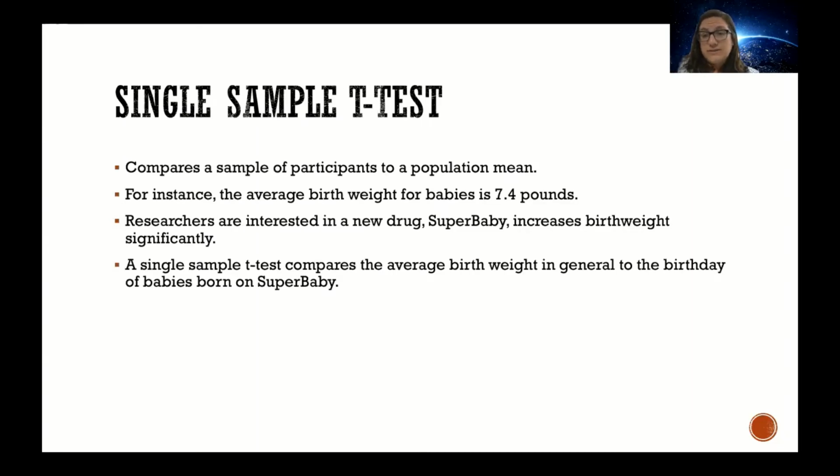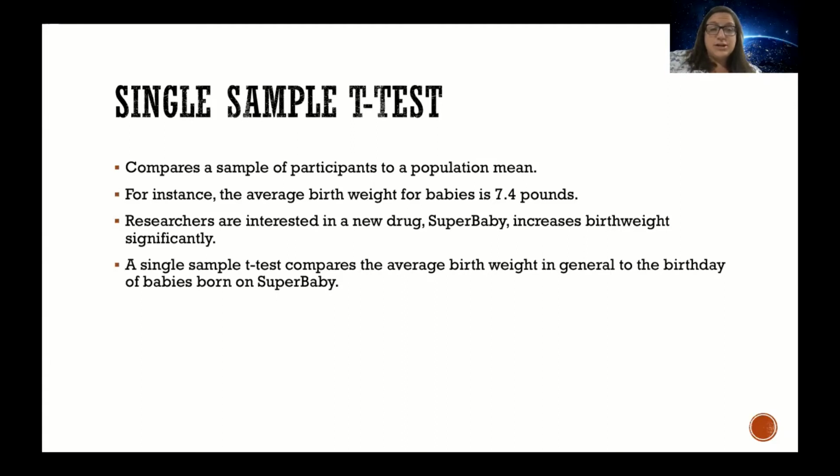A single samples t-test compares a sample of participants to a population mean. So what you're doing is you're comparing one sample to information that you already have about a given population. So an example for this is, let's say that the average birth weight for babies was 7.4 pounds in the United States. That's considered a population mean.